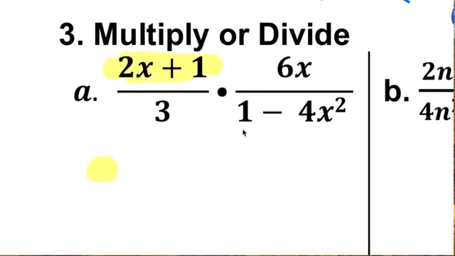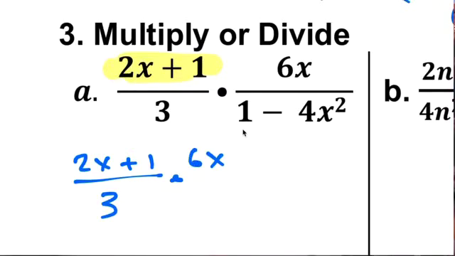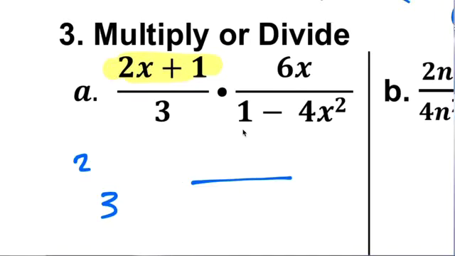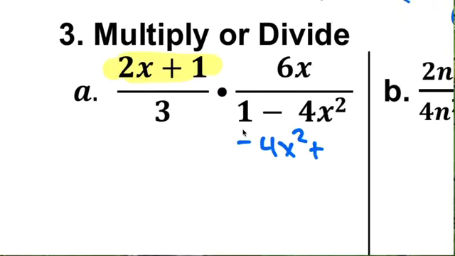Leave that alone. 2x plus 1 over 3. Nothing's changed. 6x. This needs to be written as, okay, let me erase this. This is negative 4x squared plus 1.